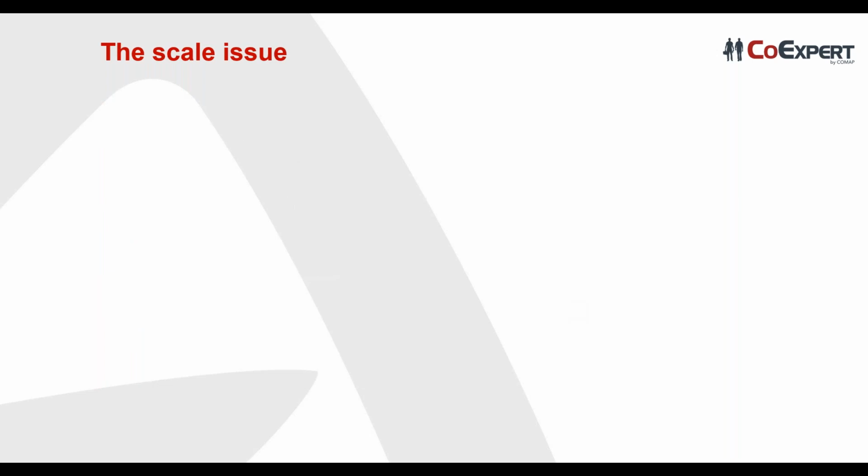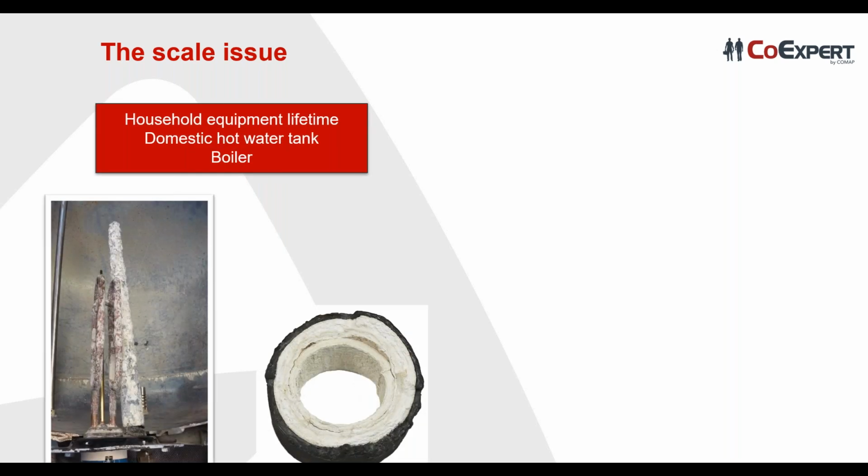So first, let's talk about the scale issue. The main reason to install a softener is the lifetime of the pieces of equipment, such as the boiler and the hot water tank. You can see here in the picture on the left the resistance and the electrode of the hot tap water tank. And here in this picture, a pipe with a lot of scale deposition.